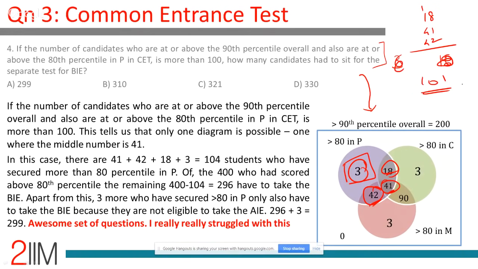There are 400 guys who are eligible for BIE based on the fact that they've got more than 80th percentile in P. Of these, some could have just taken and tried for BIE through the AET, which is 101. The remaining who have qualified based on their physics but have not got all these other things in order to write the AET, have to write the separate test for BIE. Or out of the 400 who have qualified, 101 write and attempt to get in through the AET. The remaining 299 have to write the separate test.